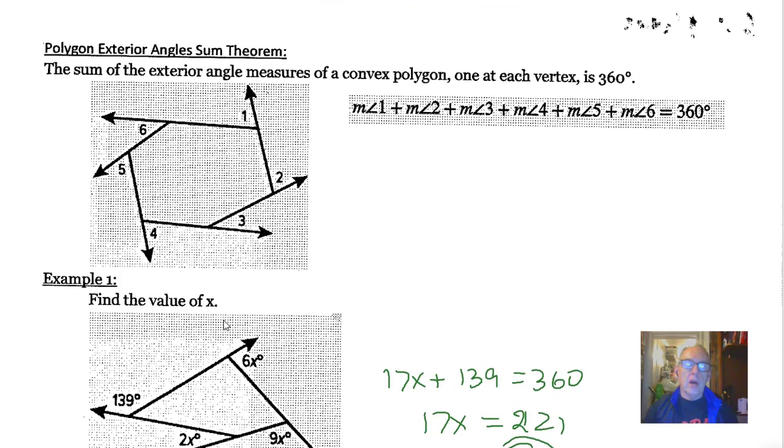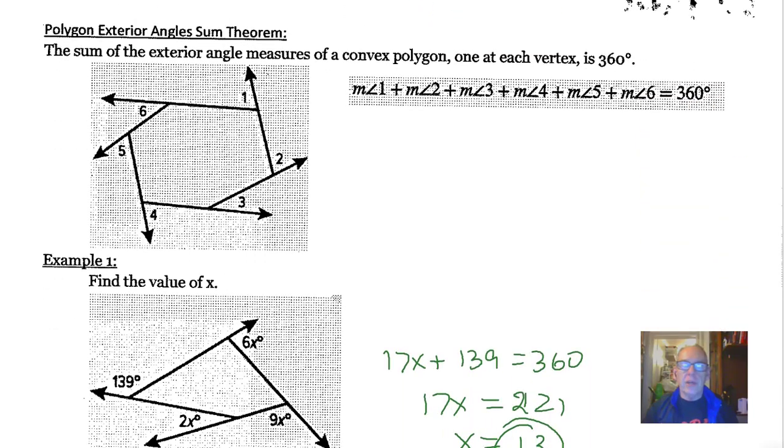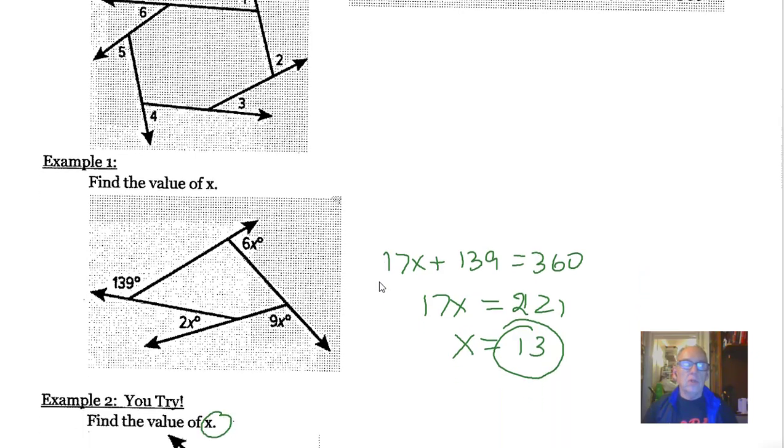Now, those were interior angles. Let's talk about exterior angles. The exterior angle sum, one at each vertex: all the exterior angles together add to 360 degrees. That's our rule. So let's look at example 1.